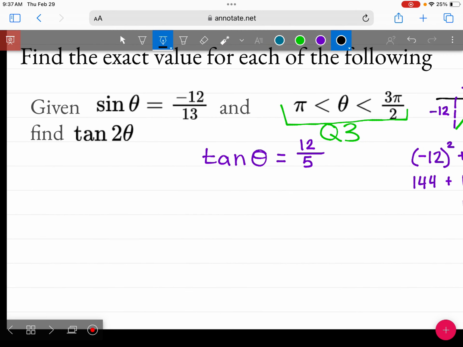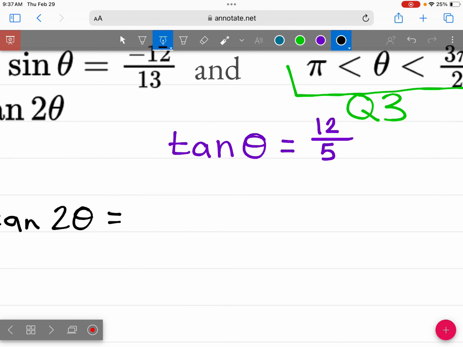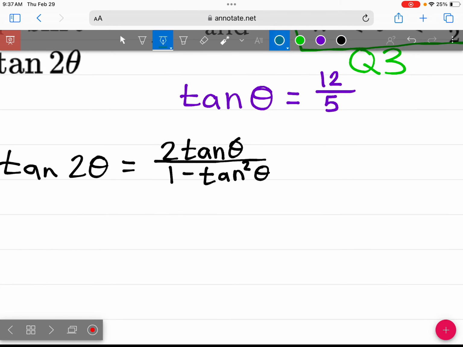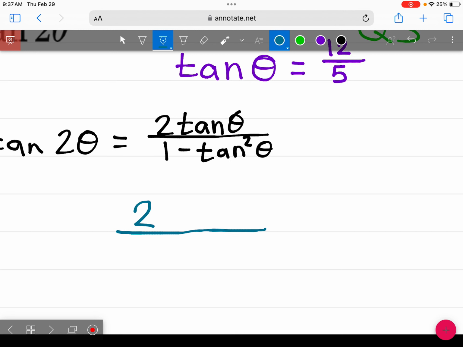So we're going to take our tangent of 2 theta formula. So tangent of 2 theta equals, we got our fractiony goodness, 2 tangent theta over 1 minus tangent squared theta. And we are going to have fractions on fractions. So I'm going to come down here, and I'm going to probably work sideways just so I don't run out of space. So we're going to have 2 times our tangent, which is 12 over 5.